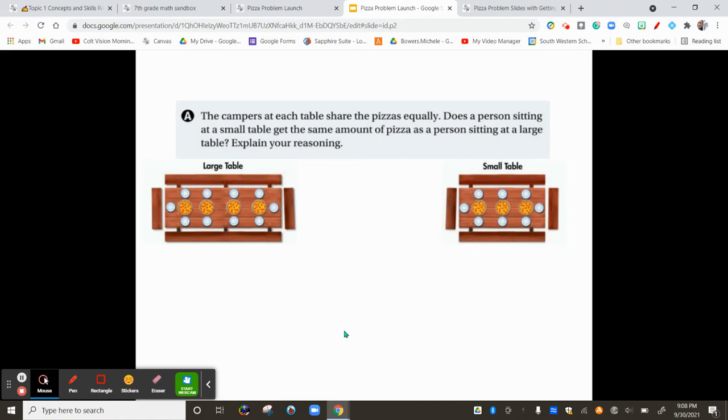So go ahead and try this problem. Remember, there are 10 people at the large table and 4 pizzas, 8 people at the small table and 3 pizzas, and see, do they get the same amount, or does one of the tables give you a chance of getting more pizza? Pause the video, write something down on paper, and then once you're ready, go ahead and resume the video.